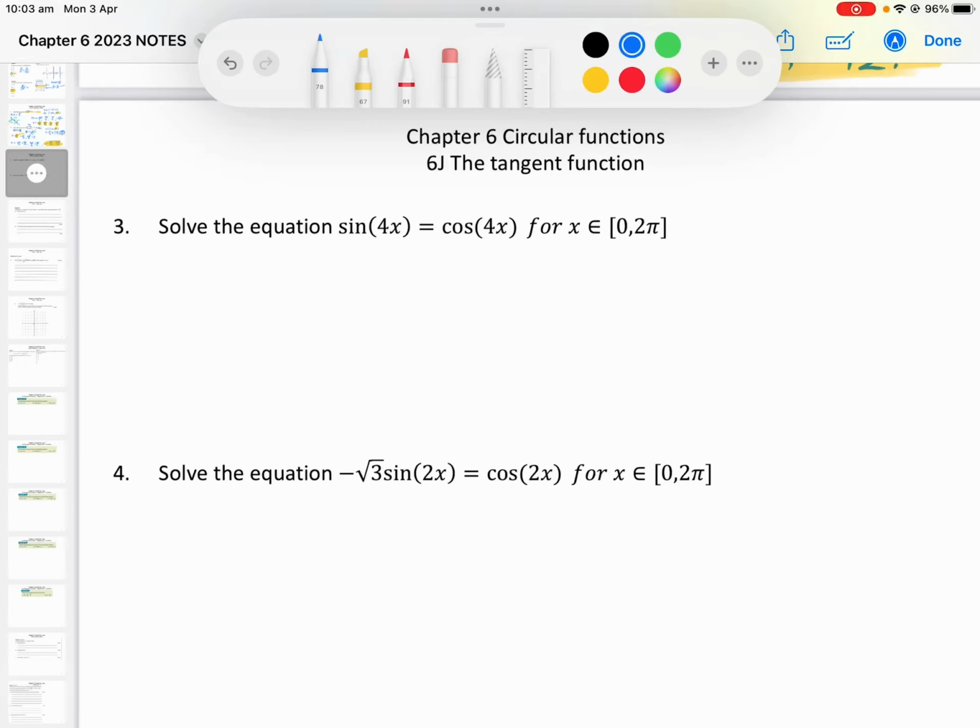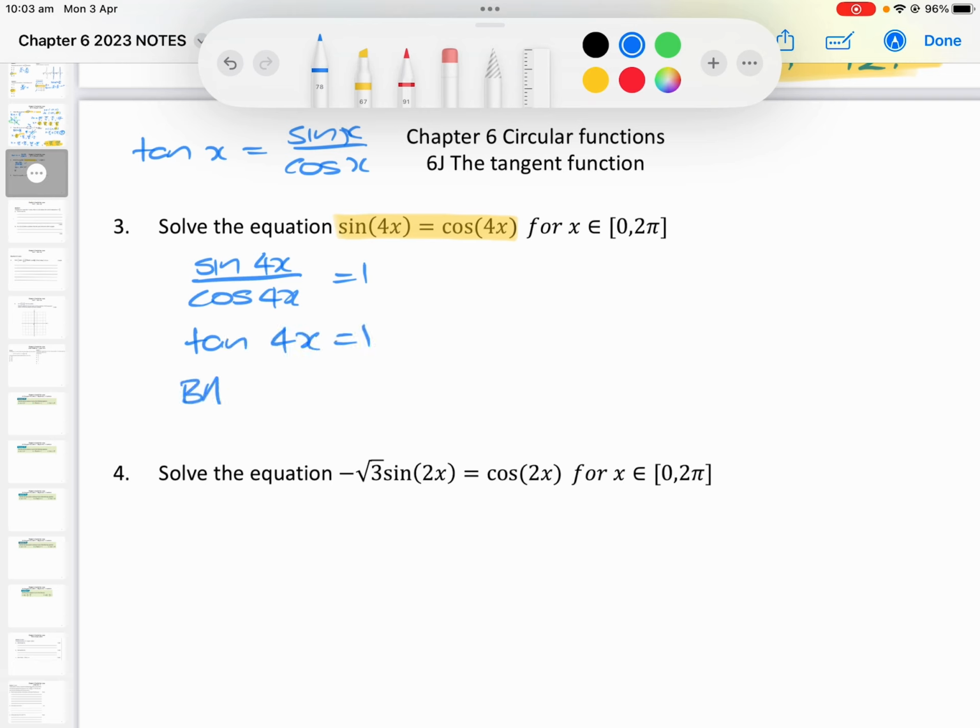Now we'll head into the final part of exercise 6J. So we've got to solve this equation here, and the trick is that we've got sine and cos on both sides. But what I have to remember is that tan x is sine x on cos x. So if I can divide each side by cos x, I'll get sine 4x divided by cos 4x equals 1. So that tells me the tan of 4x equals 1.